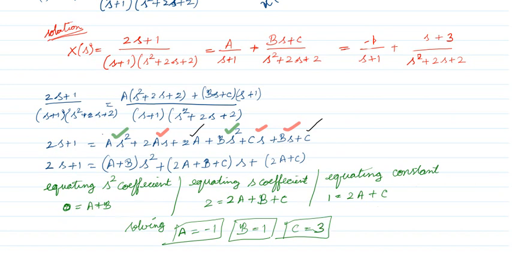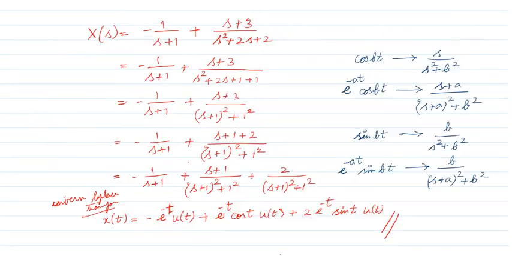Okay, now you can substitute A, B, and C values here. A is minus 1, B is 1, C is 3. So we got this. Okay, now our objective is to take inverse Laplace transform of this. Right? So your X of s is this. We have to take inverse Laplace transform. Okay. Now we are moving into a very important thing. We know these things already.